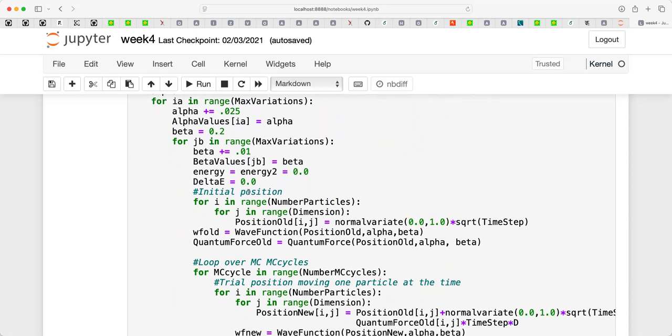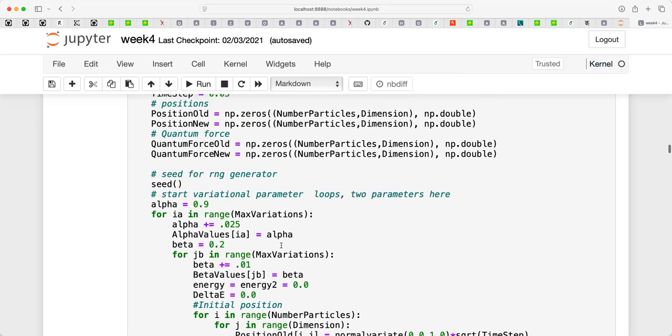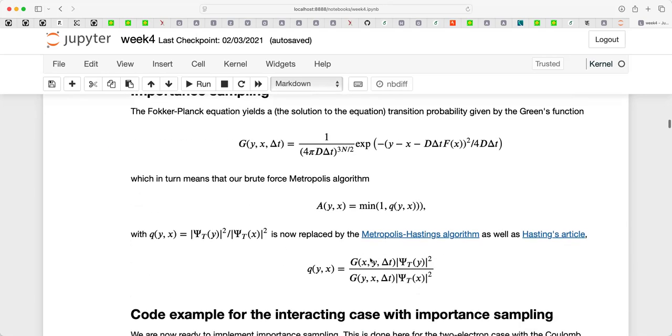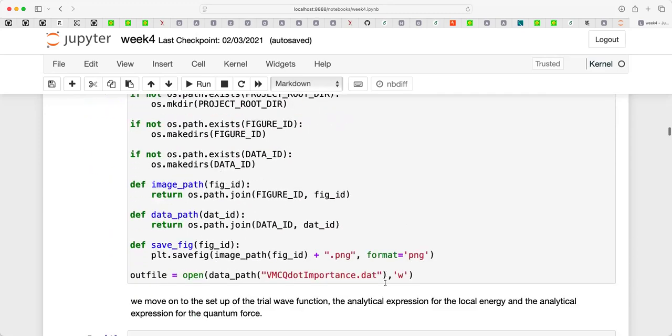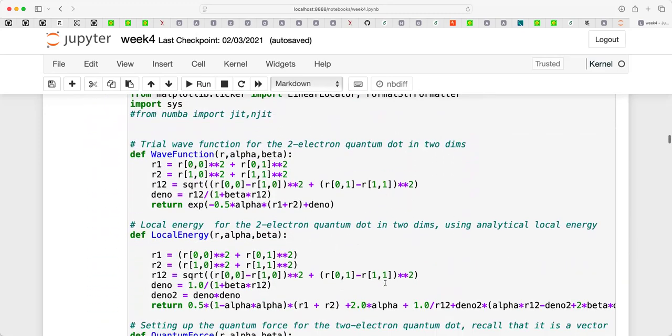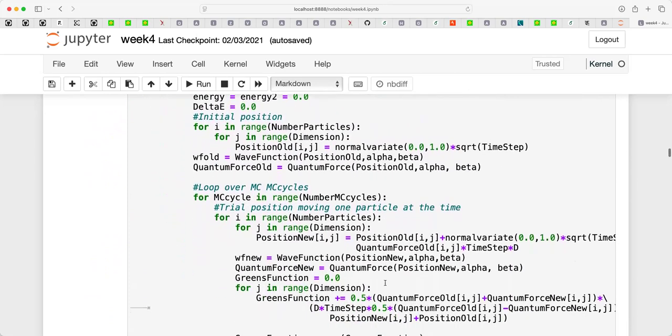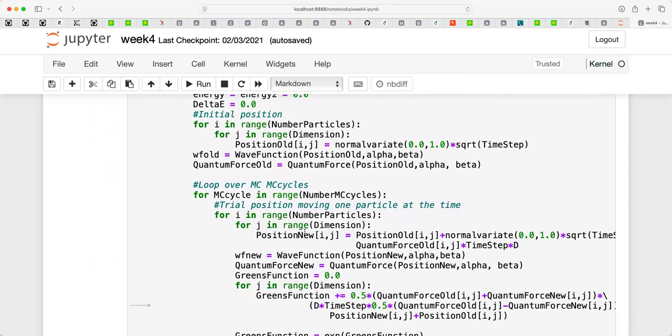Then you see this is the old position, and then I calculate the old function and the old quantum force. This is the quantum force in the old position. Because at the end, if we scroll up a little bit, we are going to calculate this ratio here. And since this depends on the quantum force in X and the quantum force in Y, we need to calculate the quantum force in the new position and in the old position. So if we scroll down then, you will see now I'm starting the Monte Carlo cycling.